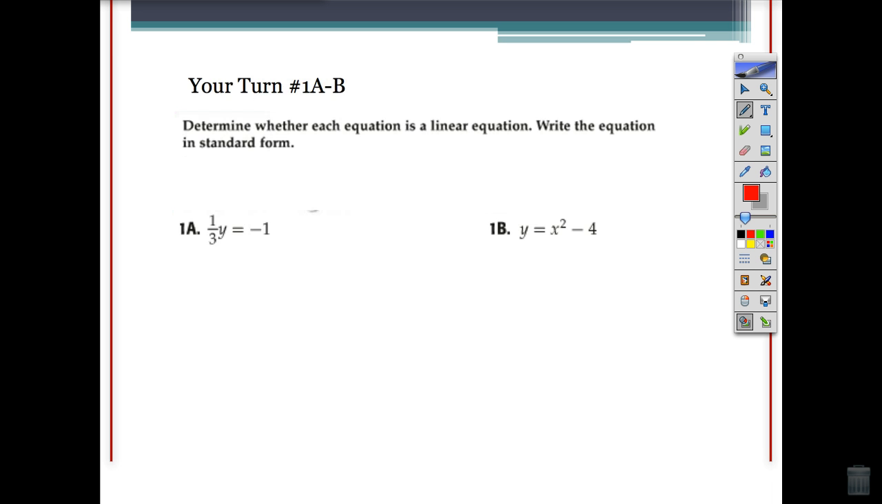Okay, so here's your turn, numbers 1a and 1b. Go ahead and pause the video and do numbers 1a and 1b. Determine whether the equation is a linear equation. Write the equation in standard form. Standard form is ax plus by equals c. Go ahead and do 1a and 1b and come back when you're done.